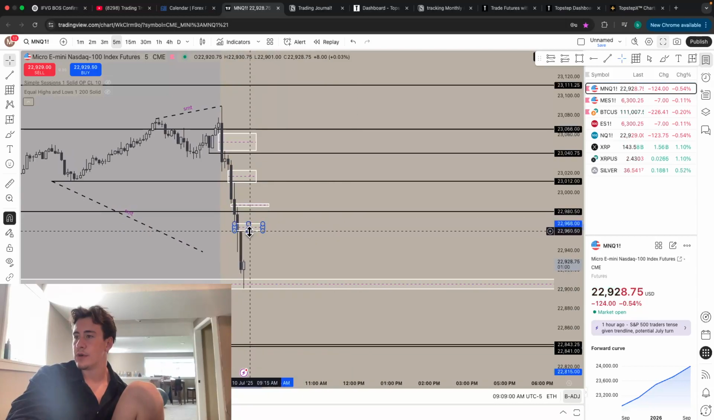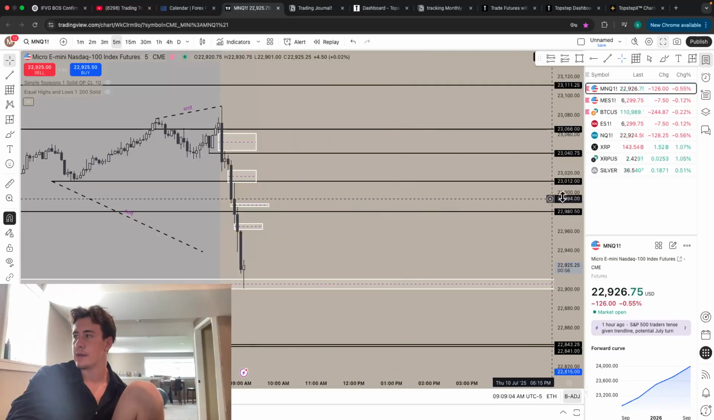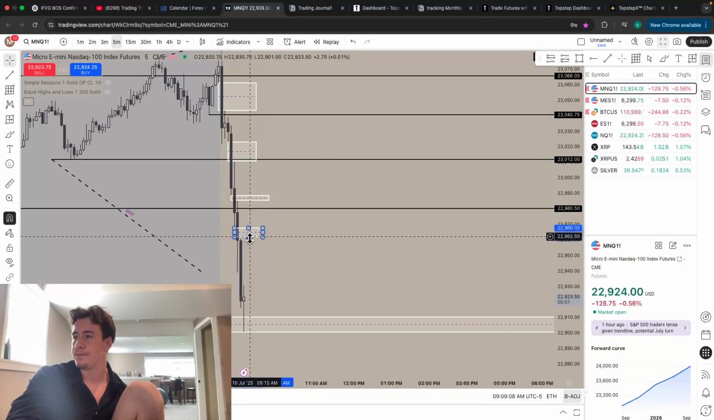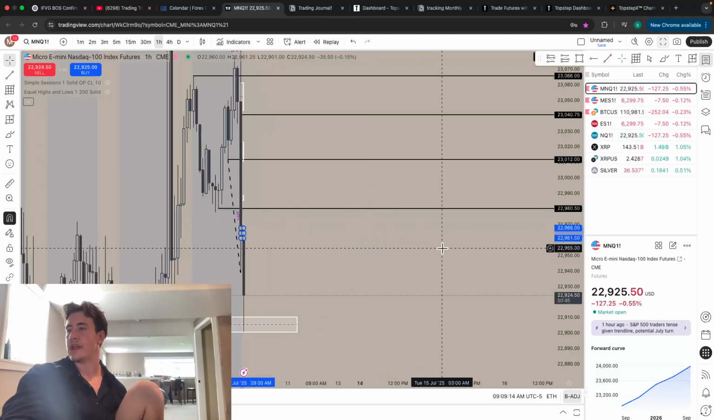I'd like to see us come up. Pause. I'd like to see us come in and inverse this gap, though. If anything, come up and inverse the gap. Because that'd be my first confirmation confluence, tied in with that SMT, though.